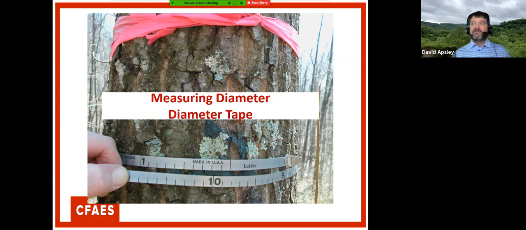If you have a regular flexible tape that you stretch around the tree, you can use that as well. But remember, that number is going to give you the circumference. So if you want to know the diameter, just divide that number by pi, or 3.14. As foresters, we like to use diameter tapes because we don't have to do that calculation at the end of the day, and the numbers we write down are already in diameter units.